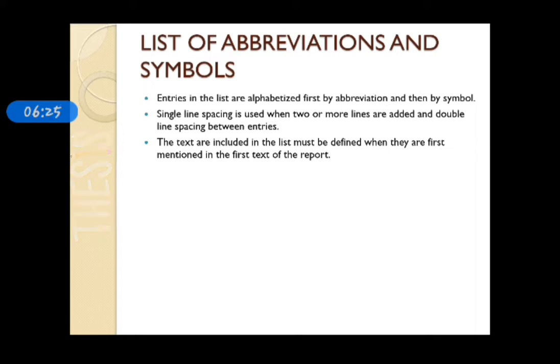List of abbreviations and symbols. Entries in the list are alphabetized first by abbreviation and then by symbol. Single line spacing is used within an entry when it runs to 2 or more lines, and double line spacing between entries. The terms included in the list must be defined when they are first mentioned in the text of the report.